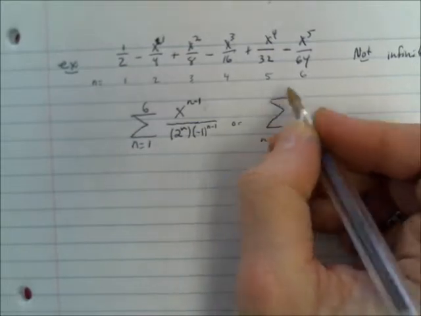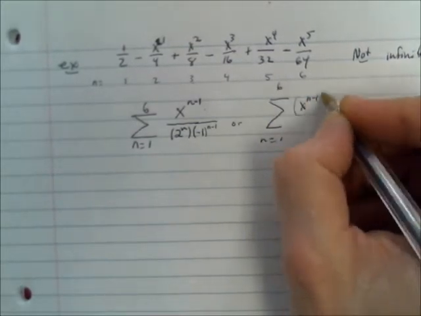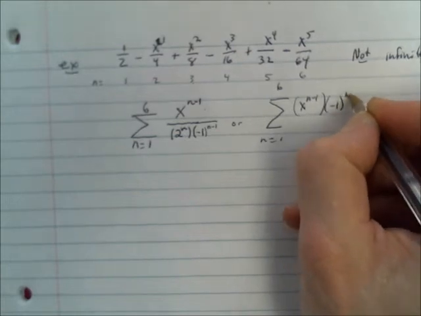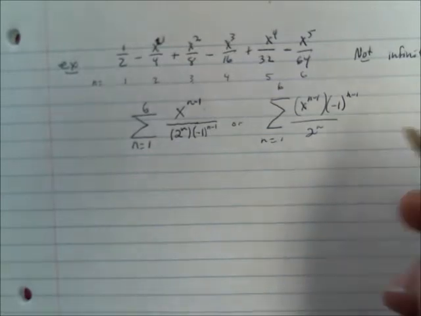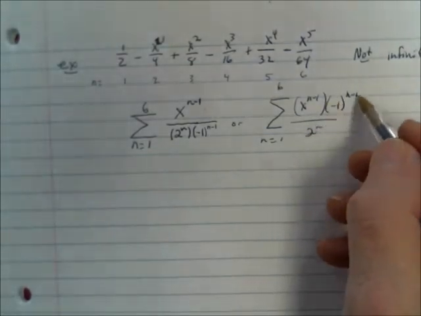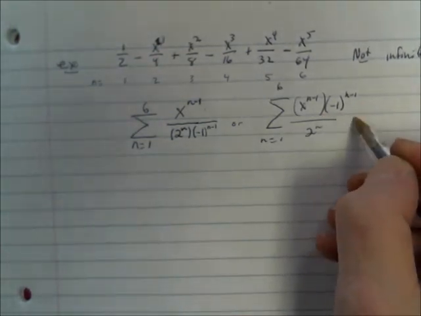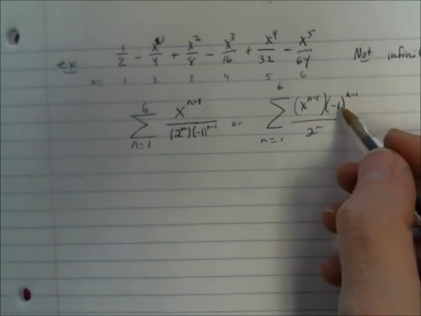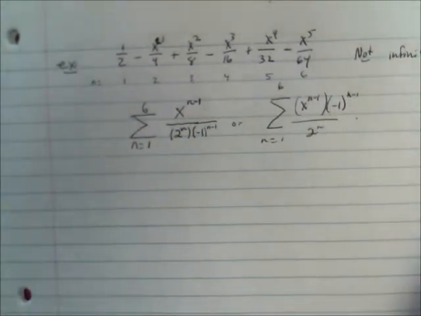I'll just show you another way of writing this. N is equal to 1 to 6 of x to the n times negative 1 to the n minus 1, and I can call that 2 to the n on the bottom. Or I can write the negative 1 to the n minus 1 out in front, or behind the fraction. It doesn't matter, but it just has to go one place so you can get the alternating signs to go positive, negative, positive, negative.